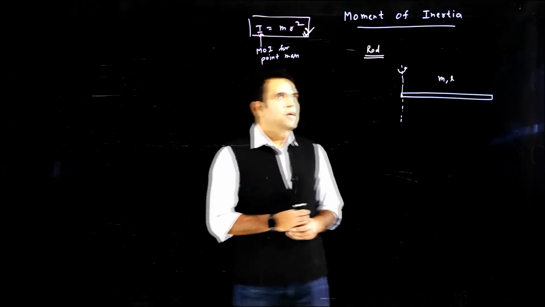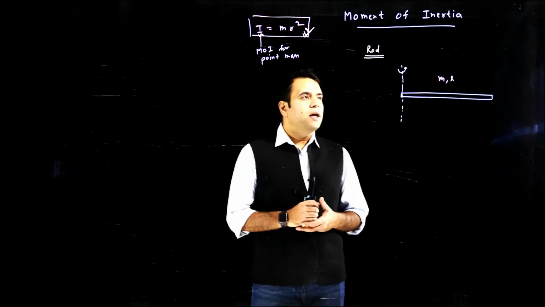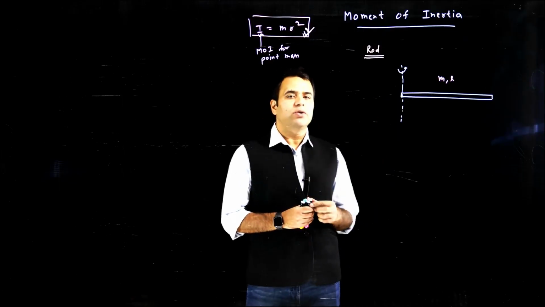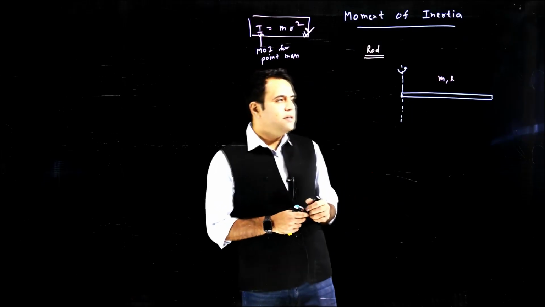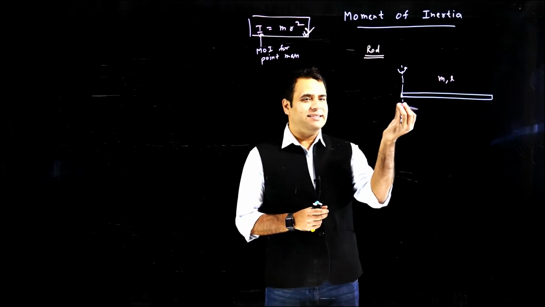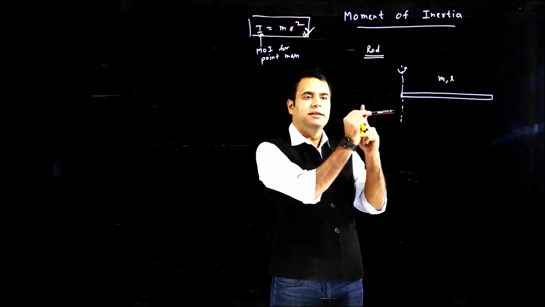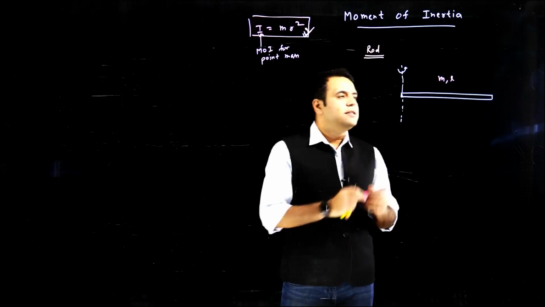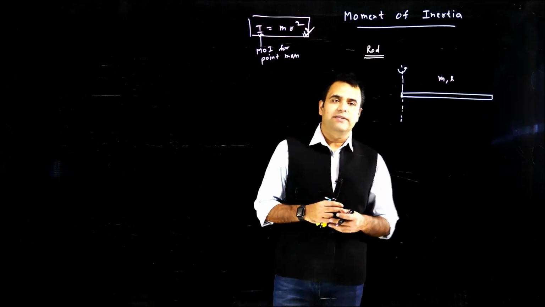Hello. Now we will calculate the moment of inertia for a linear object, which is a rod, about the axis which is perpendicular to the rod but passing through one of its corners. So this is my axis. So the motion will be happening like this. So the axis will be passing through one of the corners, like here. Okay, so the mass of the rod is given as m and the length of the rod is given as L.